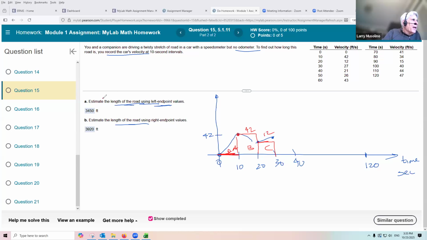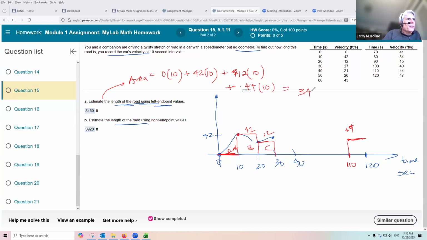All right, well, let's do the area calculation then. For rectangle A, it's going to be a height of 0 times the width of 10. For rectangle B, it's a height of 42 times a width of 10. And then rectangle C is a height of 12 times 10. And I'm going to keep doing that. But when I get out here to 110 at 44, remember we're using left endpoints? So I would be using this height for the last rectangle. So I'm going to end up with 44 times 10. If you add these areas together, 3450 is the total area.